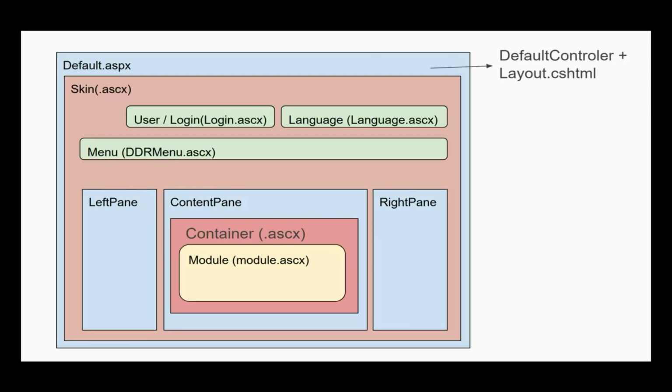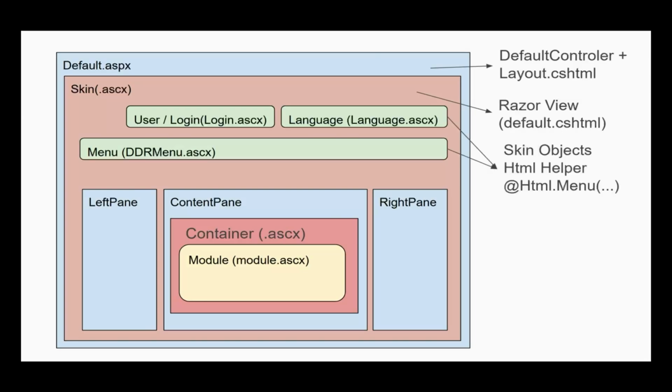What is done in the MVC pipeline is that the default ASPX file is converted to a default MVC controller with a layout page, like in standard MVC. The skin is converted to a razor file that becomes the view of the controller. All the skin objects are converted to HTML helpers. It's something that you can use in a razor file with @Html. and then the name of the skin object with the parameters.